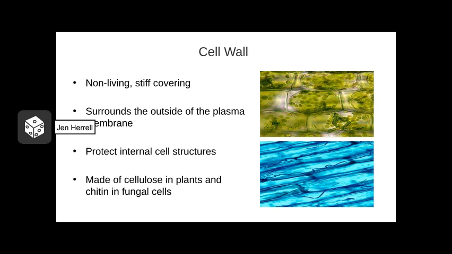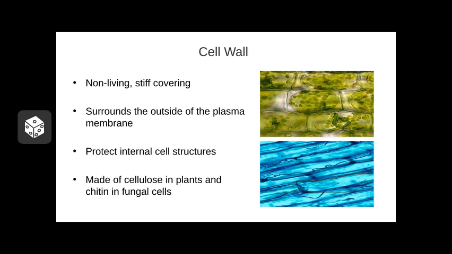Our first non-membranous organelle is the cell wall. The cell wall is literally a wall made out of carbohydrates that exists on the outside of the plasma membrane. So here you can see it in a plant cell, here you can see it in a fungal cell. Now, not all cells have cell walls. Animal cells, such as ours, do not have them. But plant cells do, fungal cells do, and some of the protists have them too.